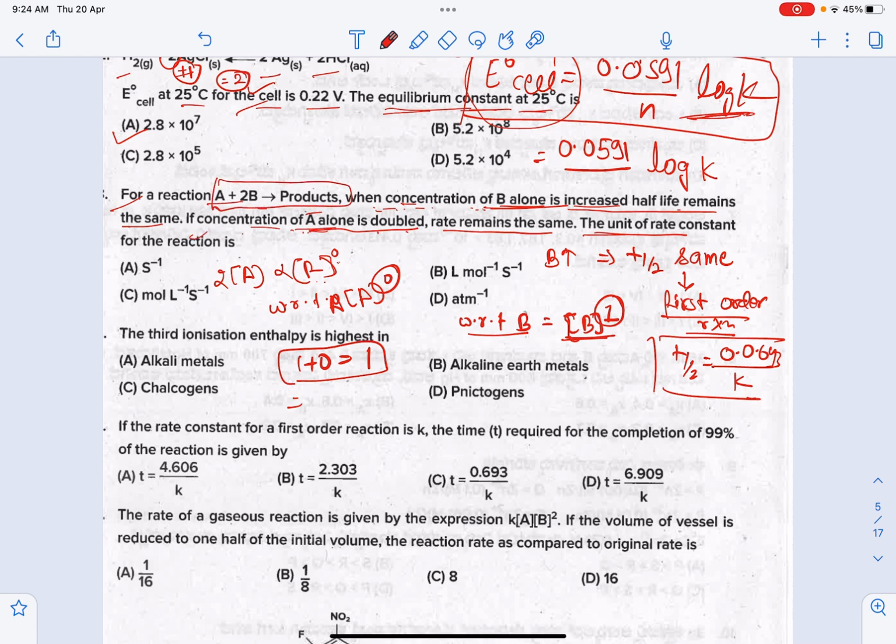And as you know, for a first order reaction the unit will be per second. So our correct option will be A.